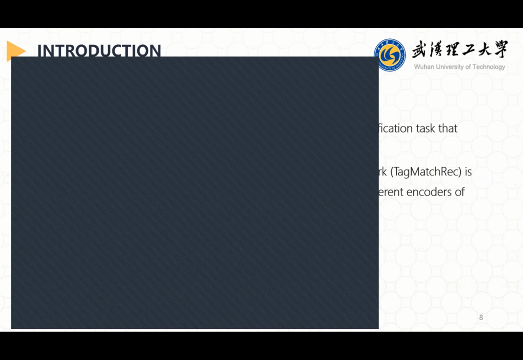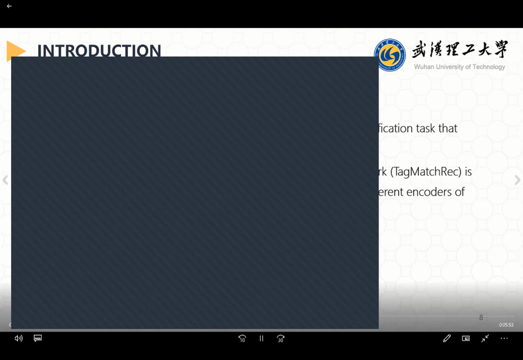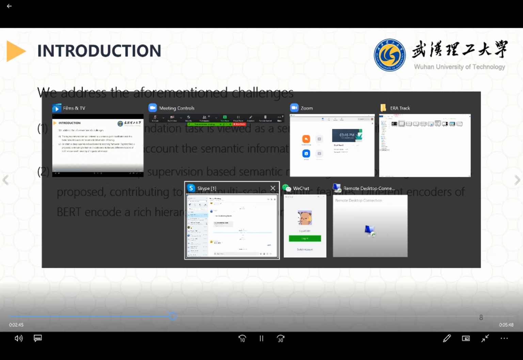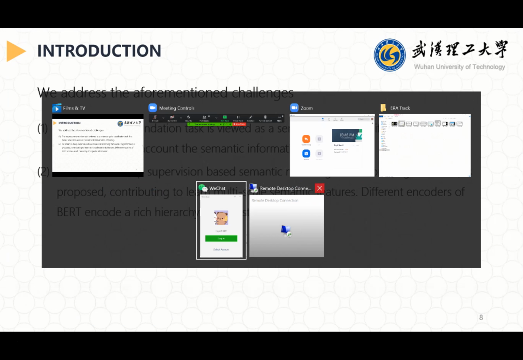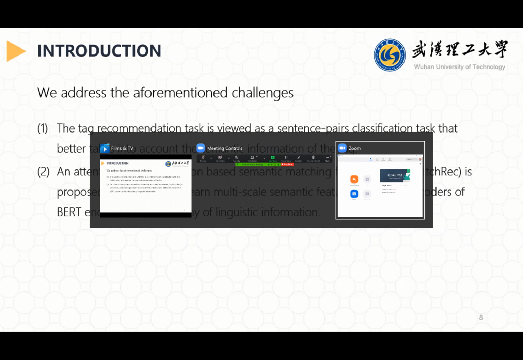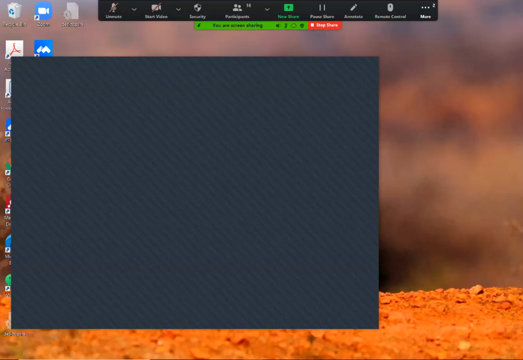In our paper, the tag recommendation task is viewed as a sentence pairs classification task to better take into account the semantic information of the tag. Besides, an attentive deep supervision-based semantic matching framework is proposed, contributing to the multi-scale semantic features, and different encoders of BERT encode a rich hierarchy of linguistic information.